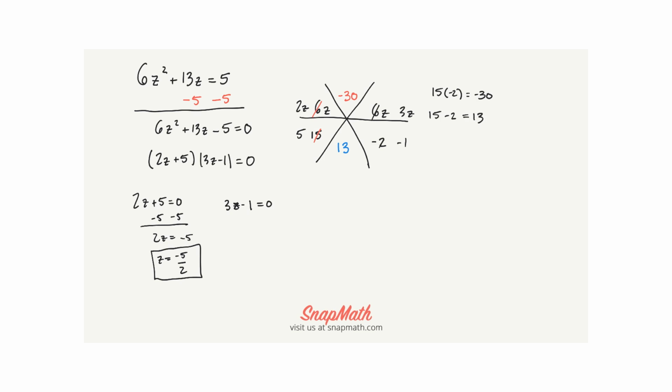Our next one is we add 1 to each side. 3z equals 1, and then we divide by 3. Z will equal 1/3. And those are our two answers.